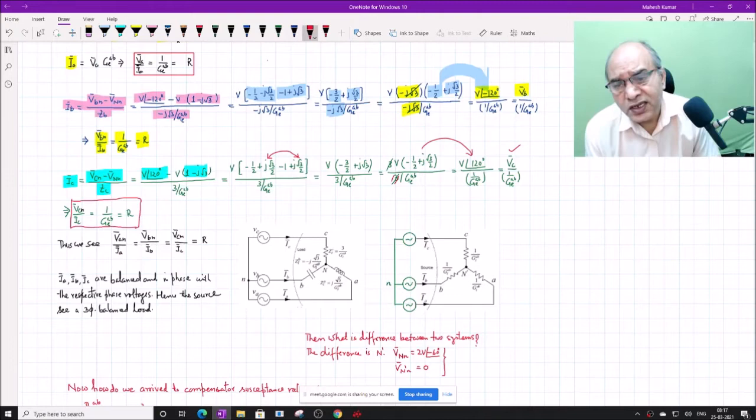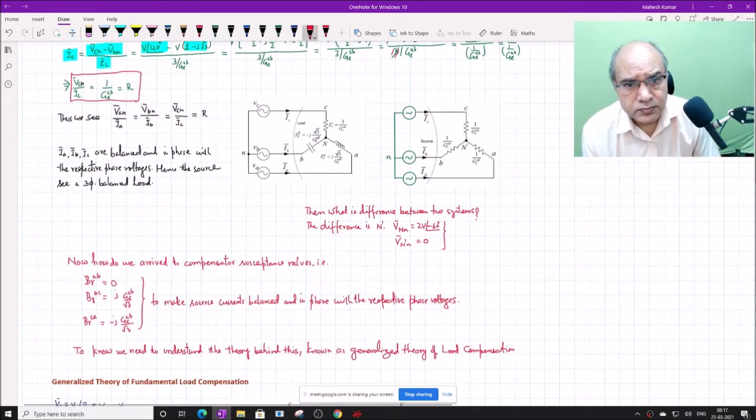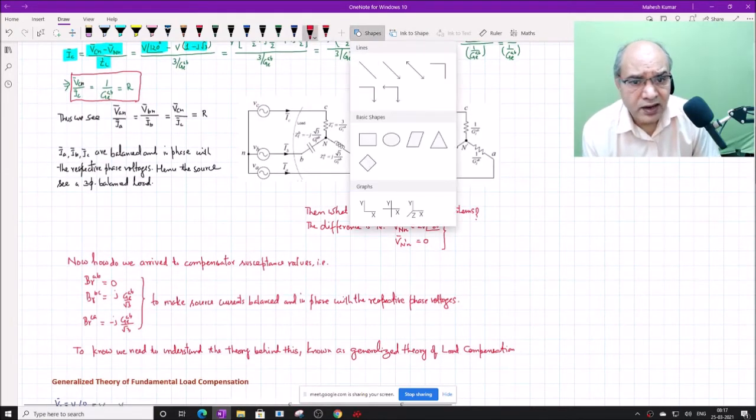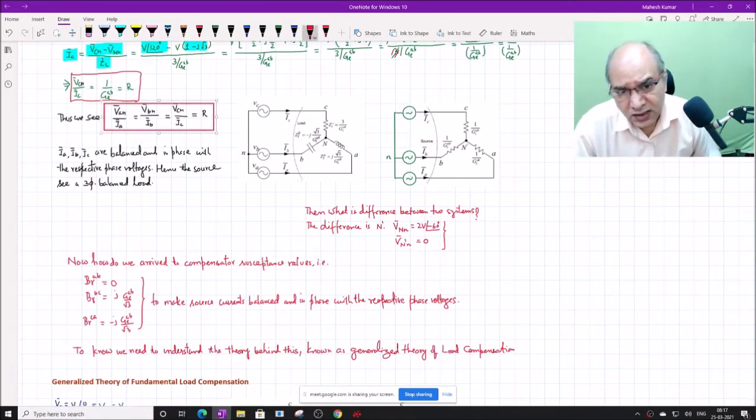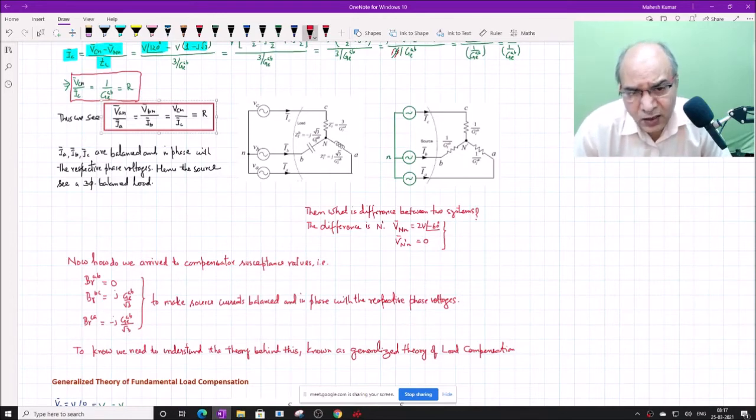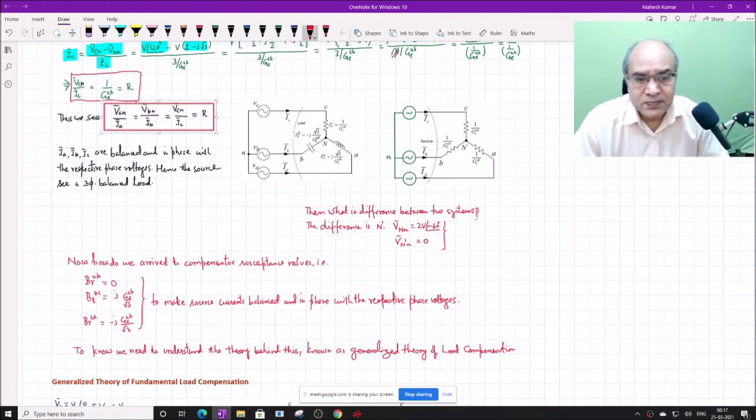So what do we see? That all three currents are in phase with their respective voltages. You can see here, this is what we have proved. Even though the circuit looks as if it has resistance, inductance and capacitance, if you look from the utility side, it sees the circuit as a perfectly three-phase balanced circuit.